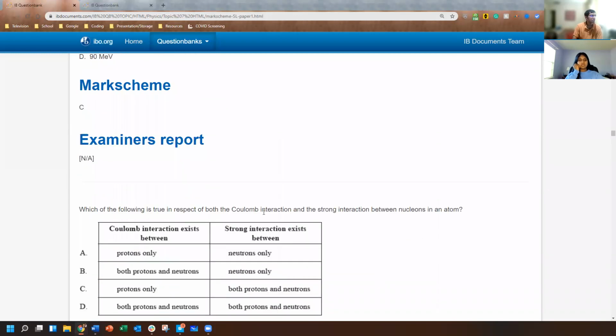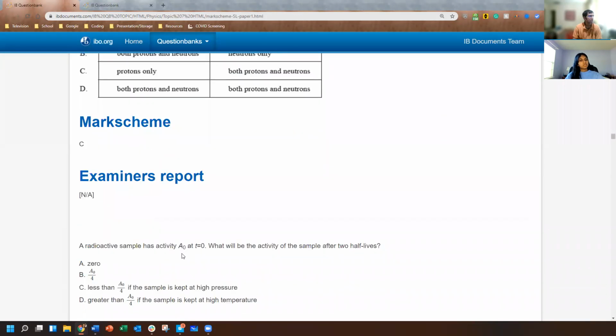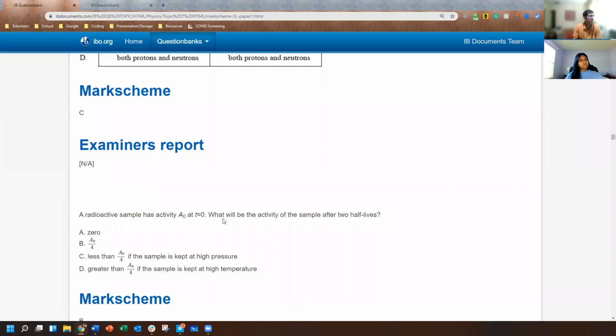Which of the following is true in respect of both the Coulomb interaction and the strong interaction between nucleons? That is C. Yep. Because Coulomb interaction is just between charged particles, and then strong happens between all nucleons. So yep.